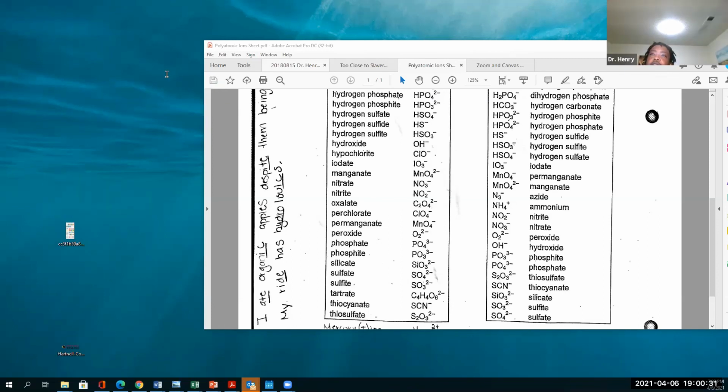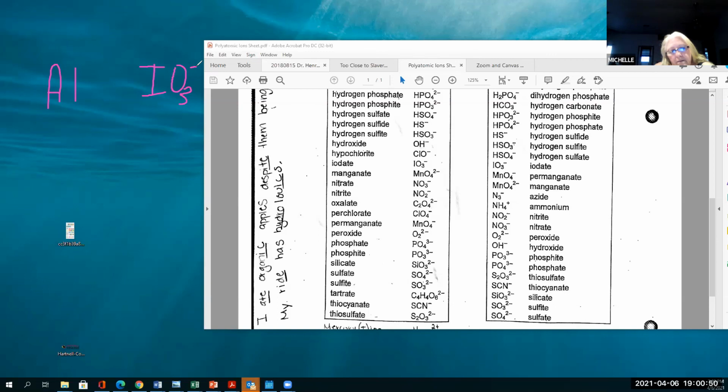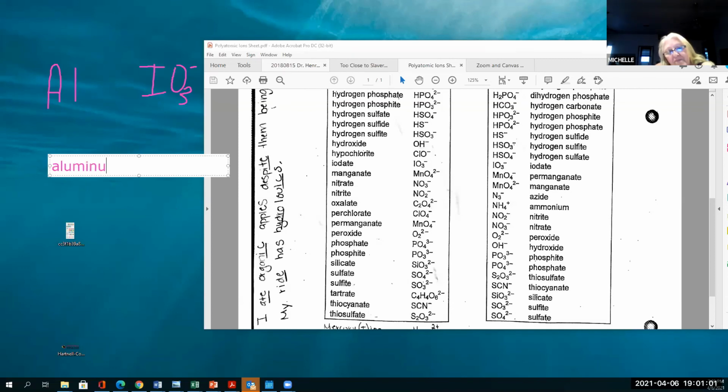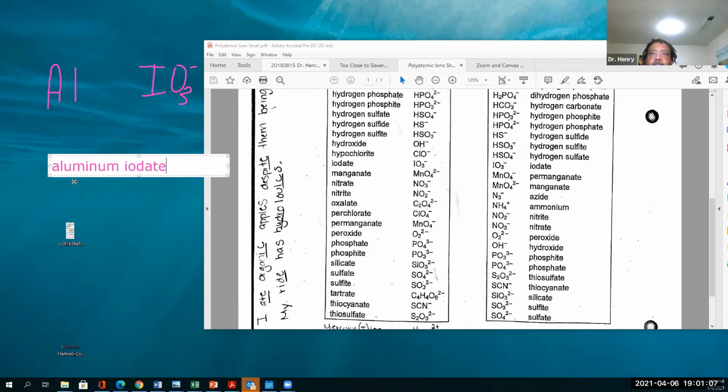What if I have aluminum and iodate? Is it iodide or iodate? Iodate. Okay, it'll be called aluminum iodate. That would be the name. So what would be the chemical formula?